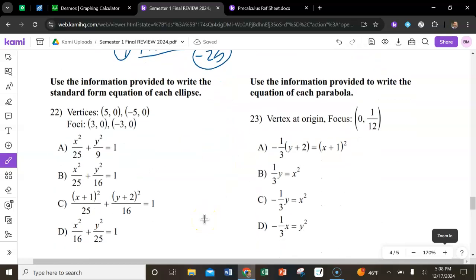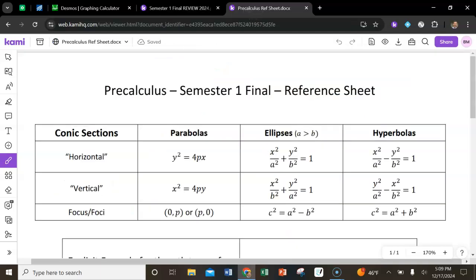On 22, the vertices are 5 and -5, 0. Those are x coordinates, so I squared that. I should see that underneath x, which means D is wrong. Also, C is wrong because this implies we have transformations, which would totally mess with these values, so C is also wrong. I would just say, remember this, the foci formula, which I will give you, it's right here.